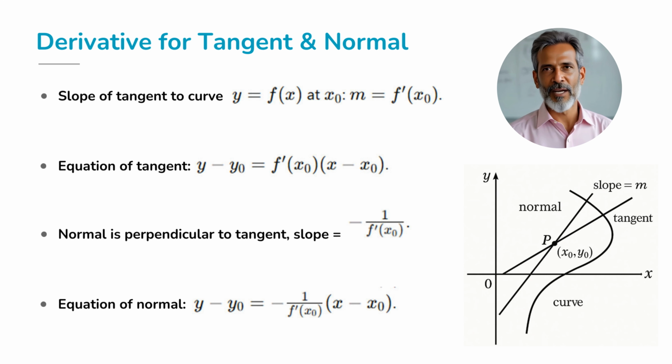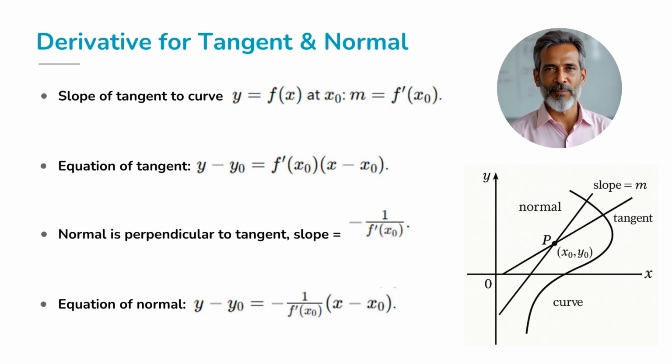Now geometry time. Suppose we have curve y equals f of x and a point (x0, y0). The slope of tangent there is m equals f dash of x0. So its equation is y minus y0 equals f dash of x0 multiplied by (x minus x0).